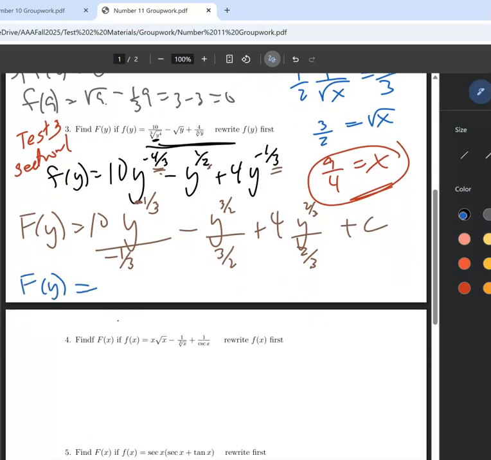Most general antiderivative, so this will give me a negative 30 y to the negative 1/3 minus 2/3 y to the 3/2 minus, this will give me a 12 over a 2, and I know you could simplify that, y to the 2/3 plus a c. So that's how you take the antiderivative.